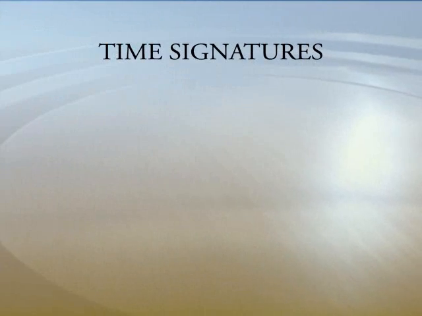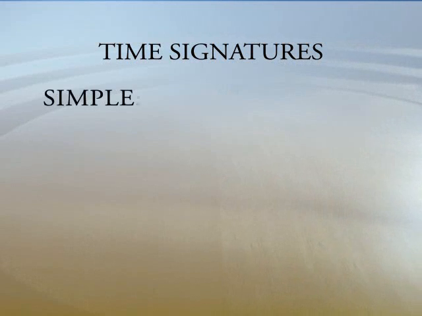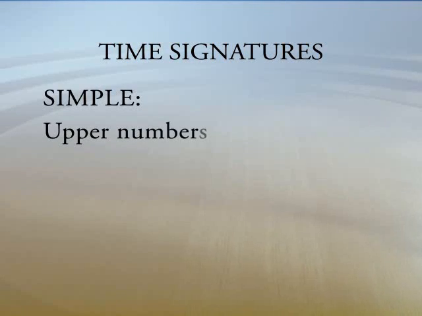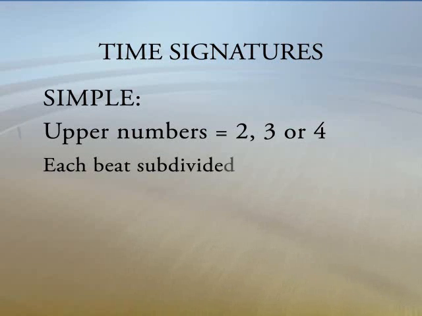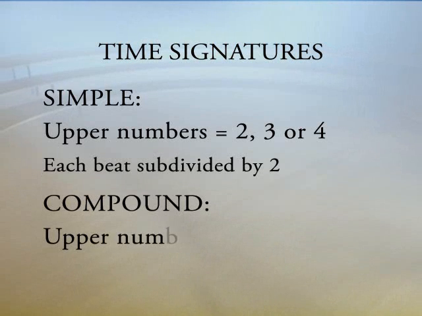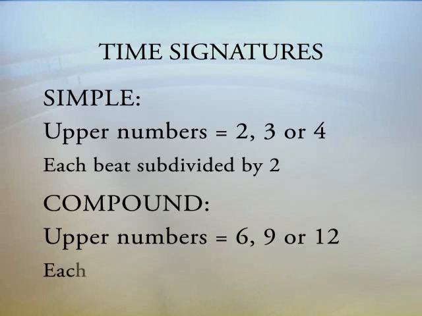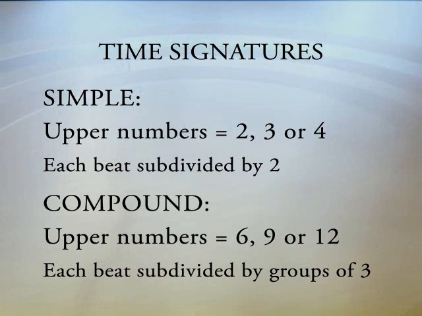In Western music, there are two types of time signatures or meters. There's simple, and it has the upper numbers as 2, 3, or 4, and each beat is subdivided by 2. And there's compound, and it has the upper number as 6, 9, or 12. Each beat is subdivided by groups of 3.